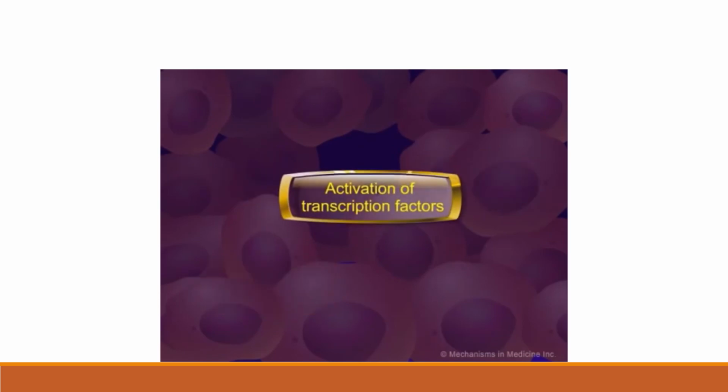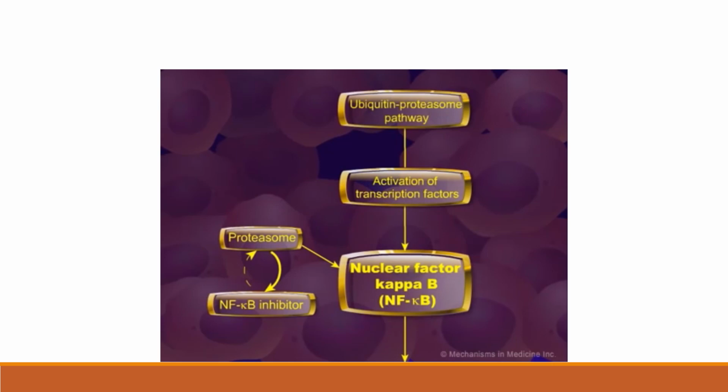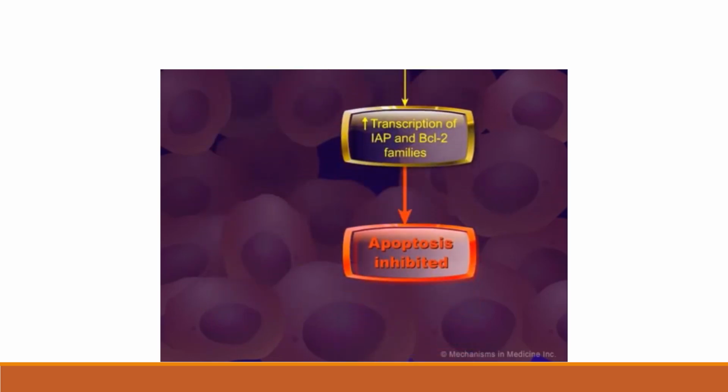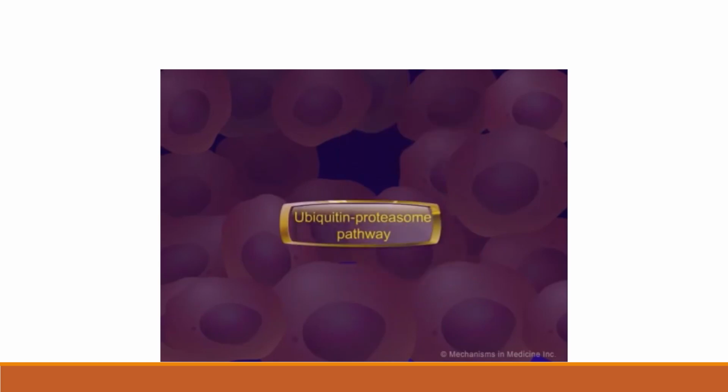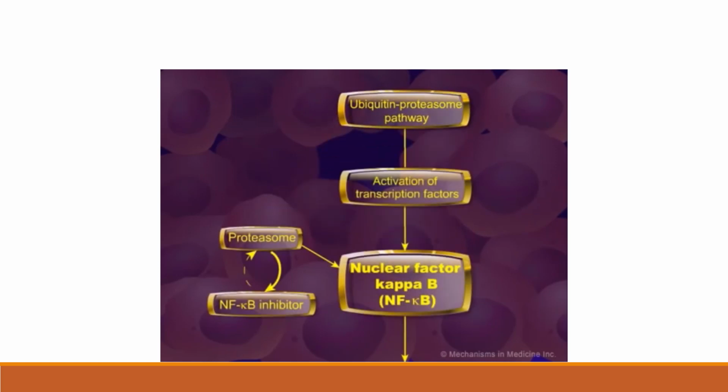Activation of transcription factors can lead to apoptotic resistance. This occurs, for example, when members of the nuclear factor kappa B or NF-kappa B family of transcription factors are overexpressed in certain tumors, which lead to increased transcription of anti-apoptotic members of the IAP and BCL2 families. The ubiquitin proteasome pathway regulates the expression of transcription factors and other cell cycle proteins. Certain molecules can suppress or reduce NF-kappa B.